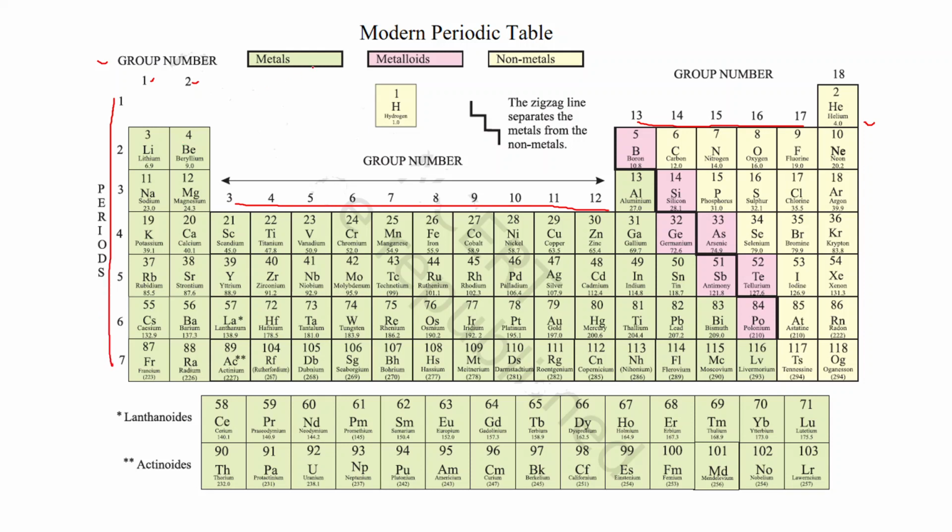The elements which are represented by this color are the metals. Elements represented by this color are the non-metals. And the elements represented by this pink color are metalloids. These metals and non-metals are separated by this zigzag line.